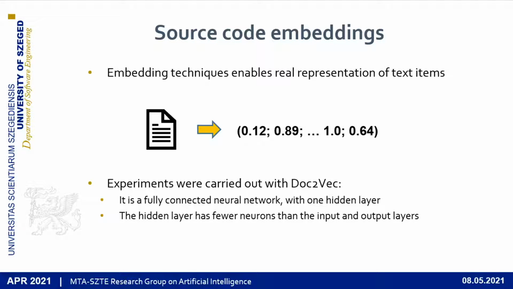And what are source code embeddings? Embedding techniques enable a real representation of text items. So for example, for a source code file, we get a vector which consists of real numbers. For every bug, a small environment of the faulty line was selected, and this was embedded using Doc2Vec. For our training data, we tokenized this small code fragment, separating words and punctuation, except for words with the dot operator. Doc2Vec is a fully connected neural network that uses a single hidden layer to learn document embeddings. The exact configuration of the model can be found in the paper.